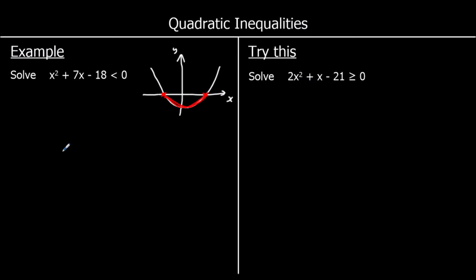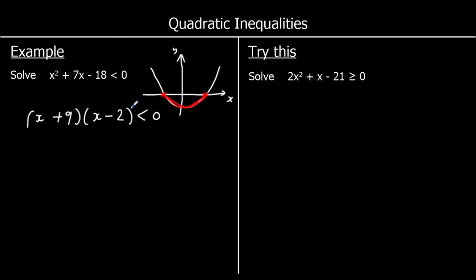So we'll solve it like we would usually solve a quadratic to find the 2 points where it's equal to 0. And we can do that by factorizing. The easiest way to solve a quadratic is to factorize it. So we can say what multiplies to make 18 and adds to make 7. So that can be a 9 and a 2. We'll have a positive 9 and a negative 2.